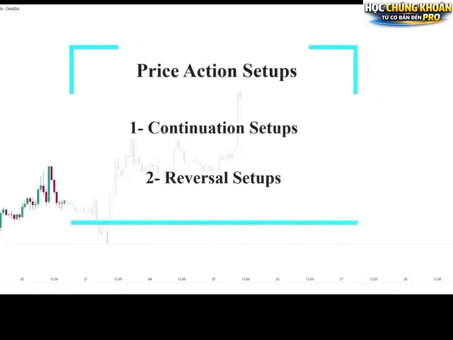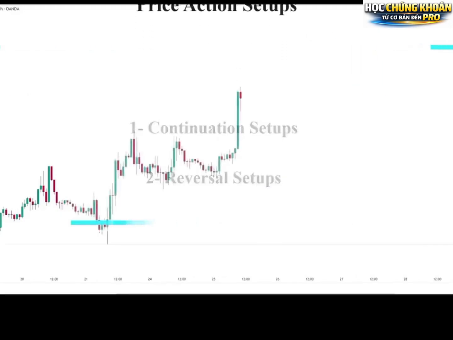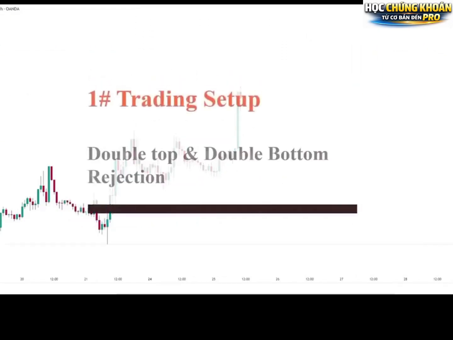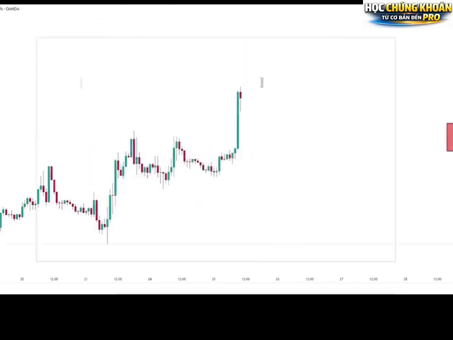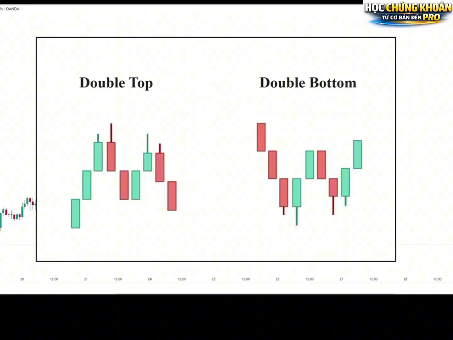So, we have two kinds of price action trading setups: trend continuation and reversal. Let's start with the trend continuation setups. The first setup is called the double top and double bottom rejection pattern.